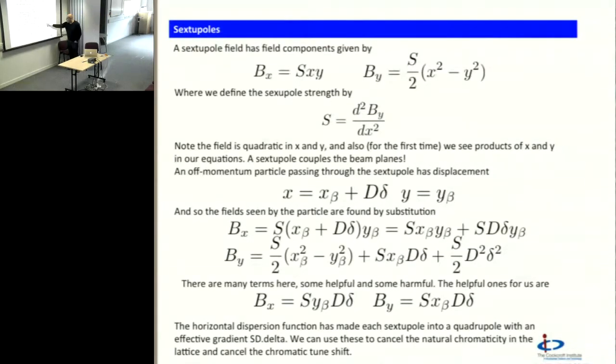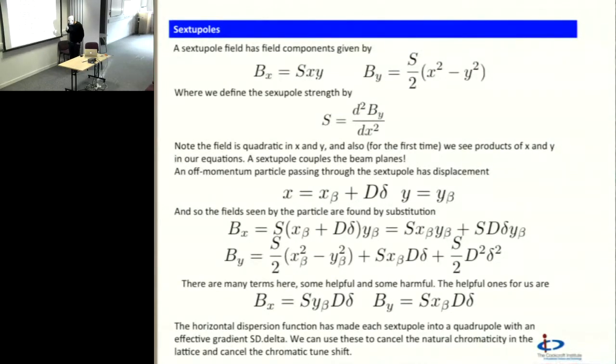Notice, by the way, we've got fields that go as delta squared, so we've got some non-linear dispersion coming in for the first time, so that's way beyond this course, but you can see where it arises. But there are many terms here, some good, some bad. The helpful ones to us are these, because we get horizontal dispersion, some delta, and y betatron, horizontal dispersion, some delta, x betatron. So the horizontal dispersion function has made the sextupole into a quadrupole with an effective gradient, S times D times delta.